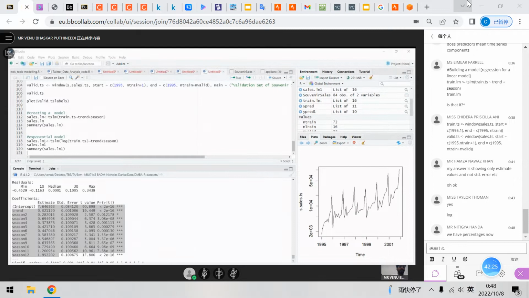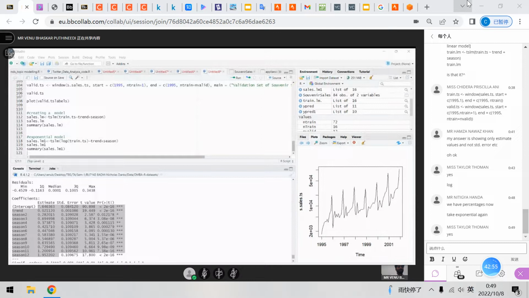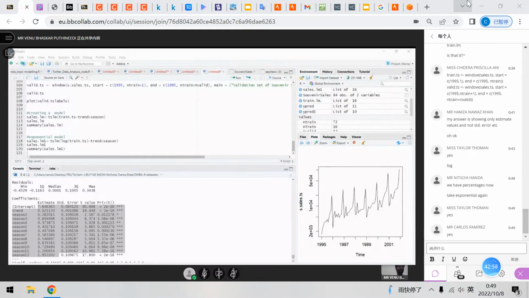We have the log of values. If you have to get the original values, what should we do? It's like taking a step back. Take exponential again. Use exponential instead of log and you'll get the values. Does that make sense? You have used the log and you have to get rid of the log. All you have to do is use exponential.